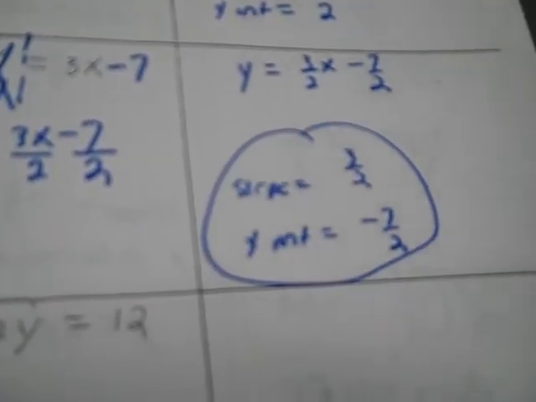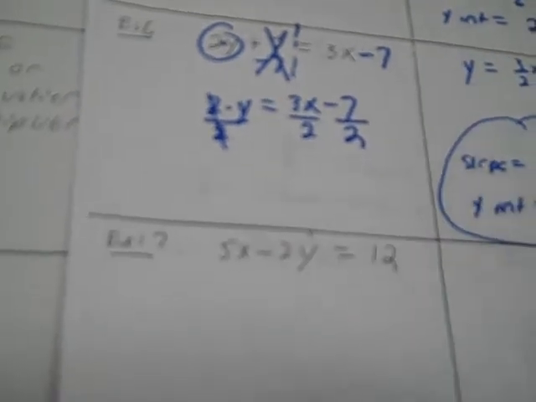By the way, if you had to graph that, you would want to divide your y-intercept. It'd be negative 3.5, but since we don't have to graph, that's good enough. Okay, example 7. 5x minus 2y equals 12. We're finding the slope and the y-intercept.